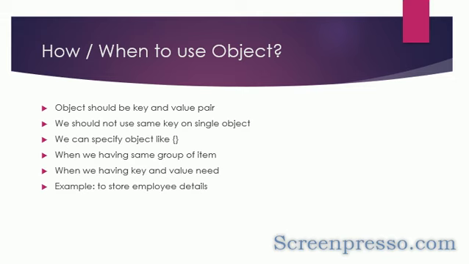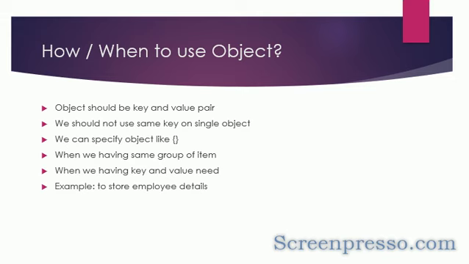Next, how or when to use object. First, we will check how to use object. Object should be key value pair. We should not use the same key on a single object. For example, you already have the key called name in one object. Again, if you try to create the same key, it will get overridden. It won't accept. Third, we can specify the object with curly braces. Objects in JavaScript are defined by curly braces.